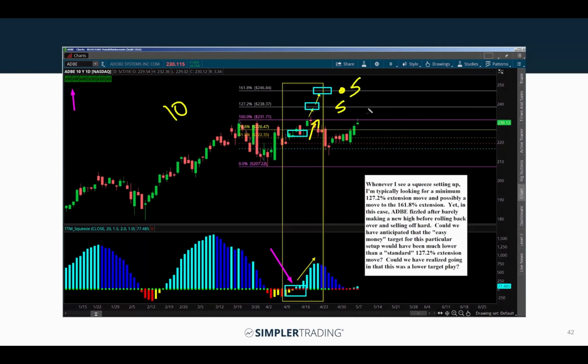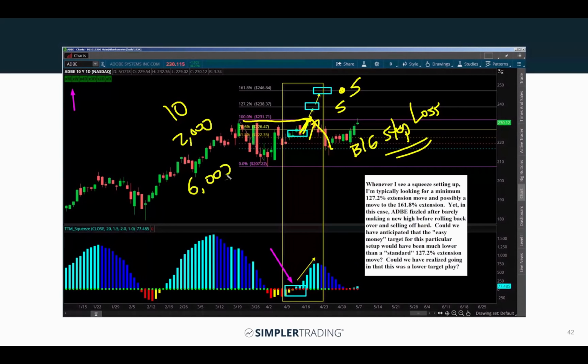Well, guess what? If it comes up here and pokes its head at new highs, but fails and rolls over and dies, that's just a big stop loss. And I get it. I've been trading long enough, and there are times when I'm just going to get stopped out. But if I could have known in advance the probability that this thing would fail at a double top, and turned this into, let's call it, a $2,000 profit versus a $6,000 loss, that is a huge, huge long-term impact on your P&L curve.